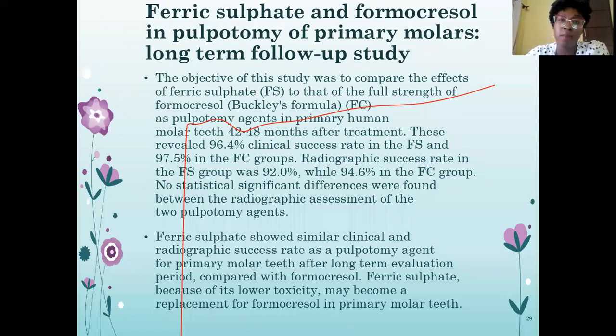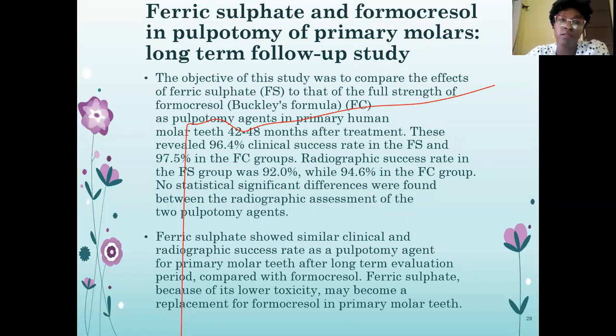So longer term studies, these were for 48 months, compared the effects of ferric sulfate to that of full strength formocresol. There was a 96.4% clinical success rate when using ferric sulfate, 97% in the formocresol groups. Whereas radiographic, 92% for ferric sulfate and 94% in formocresol.